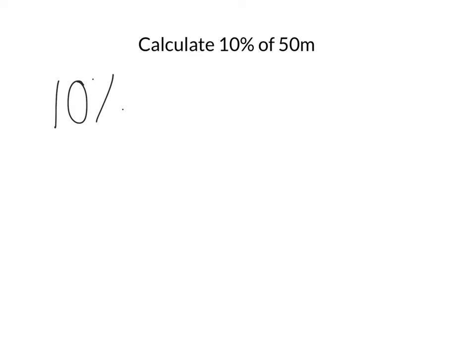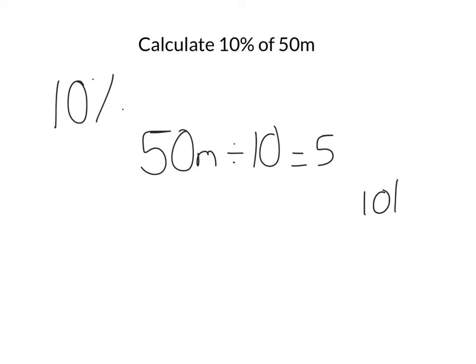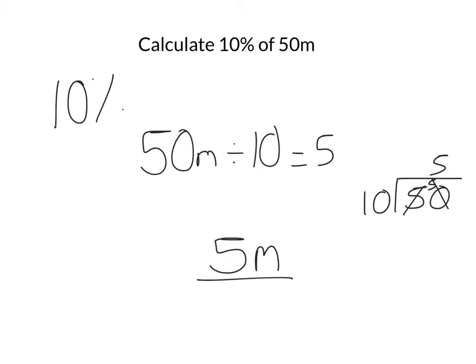Therefore, to find 10%, we are going to do 50 meters divided by 10. Or how many 10s go into 50? The answer is 5. You could set this up in a bus stop, but it's not as effective. This time 10 doesn't go into 5, so 10 goes into 50 5 times. And again, ensuring that we put our units on, so our answer is 5 meters. So to find 10%, we simply divide by 10.